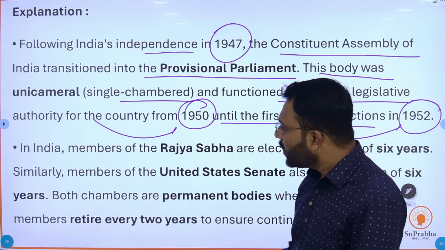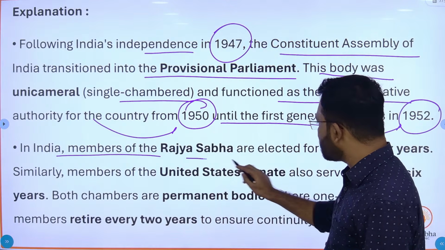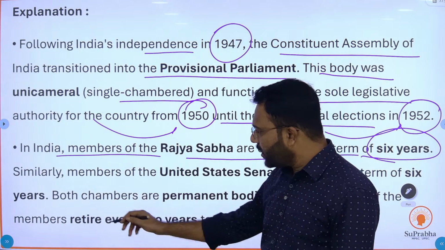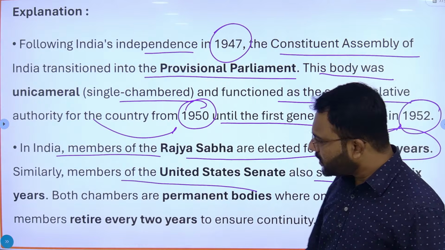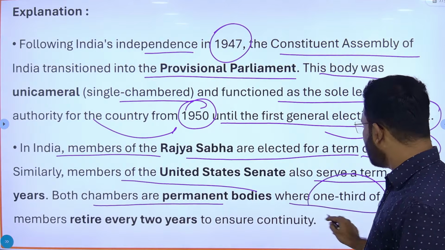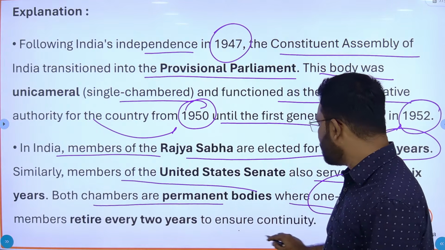Fine. Second paragraph: in India, members of Rajya Sabha are elected for terms of 6 years. Similarly, members of the United States Senate also serve a term of 6 years. Both the chambers are permanent bodies where one third of the members retire every 2 years, to ensure continuity.